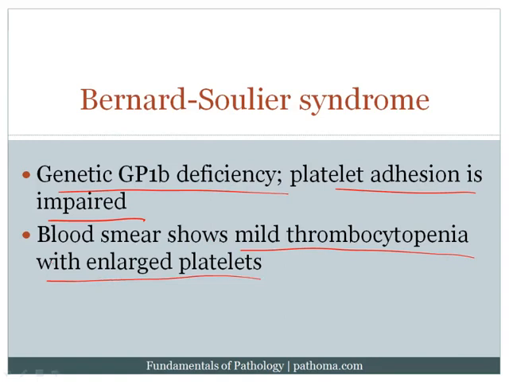Now, the reason why these patients get mild thrombocytopenia is because if GP1B is not functioning well, the platelets tend to not live as long, and so the platelets get destroyed. So that's why they get mild thrombocytopenia, and they get enlarged platelets because they're producing platelets a little bit more immature than they would normally produce from the bone marrow, and so you can think about that being the reason why the platelets might be enlarged.